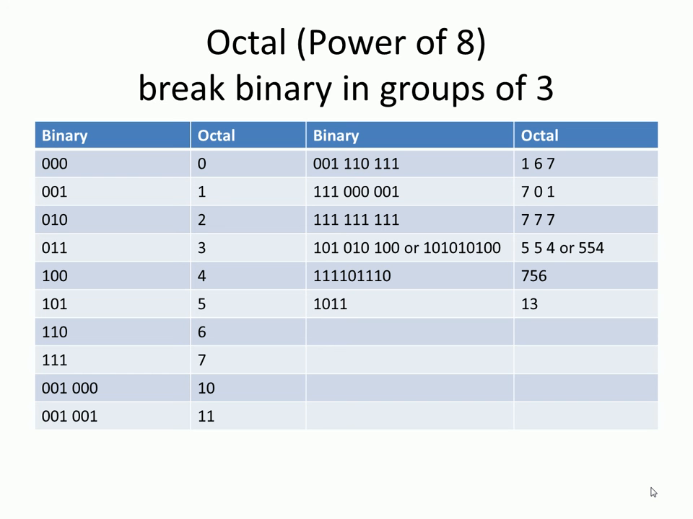So 1, 1, 1, 0, 0, 0, 0, 0, 1. The 1, 1, 1 is a 7. The 0, 0, 0 is a 0. And the 1 is a 1. 701. See how that works? You've got to break it into groups of 3.